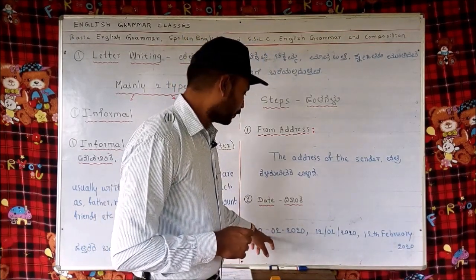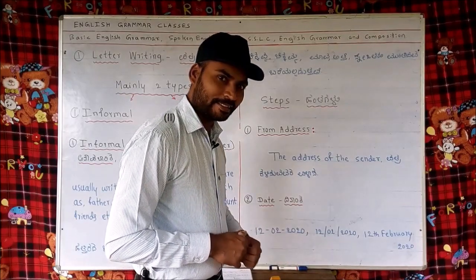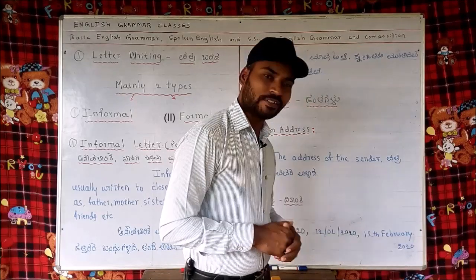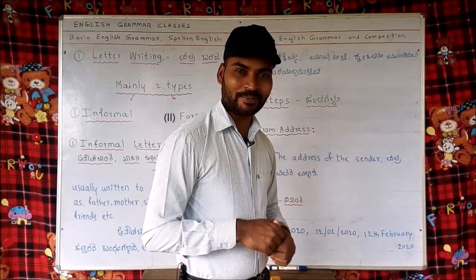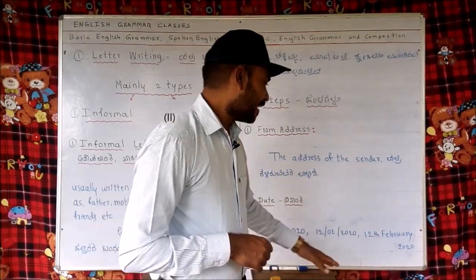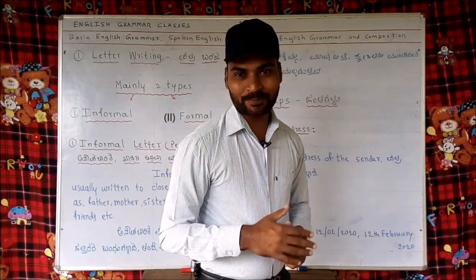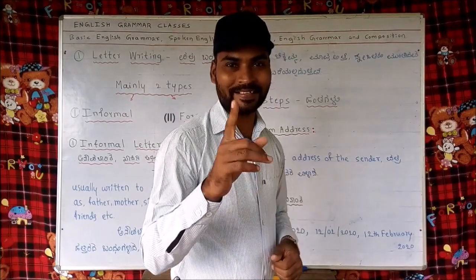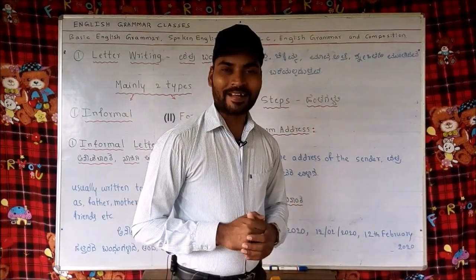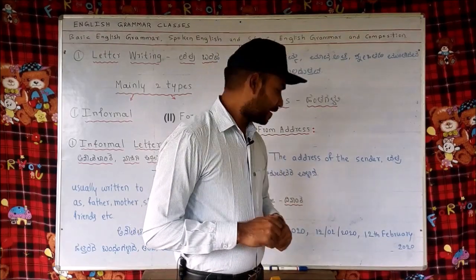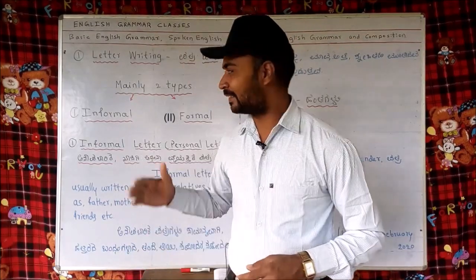12-2-2020, we may add hyphens here and write the date. 12/2/2020, by adding slashes also we may mention the date. Otherwise, 12th February 2020, in this way also we may mention the date, not this date. On whichever day you are writing, that date you should write. Now let's look at the third step.